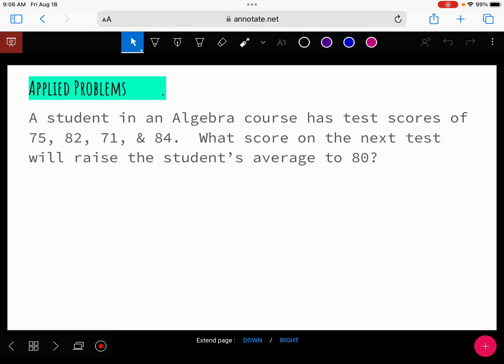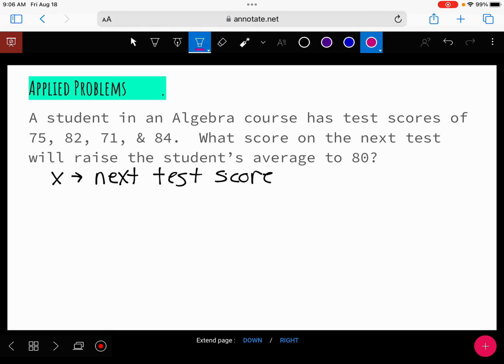So, first things first, where are we going to start? You could start with what's their average now. Absolutely fine. Good place to always start is to figure out what we're looking for. Figure out what your variable is. What's our variable going to be? X. What's X going to mean? The next test score. That's what we're looking to find.